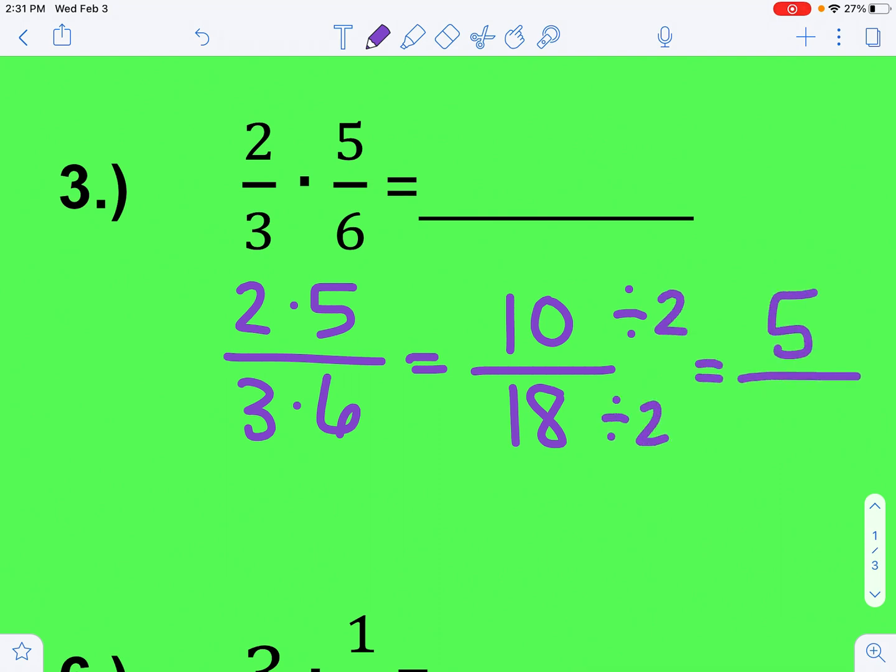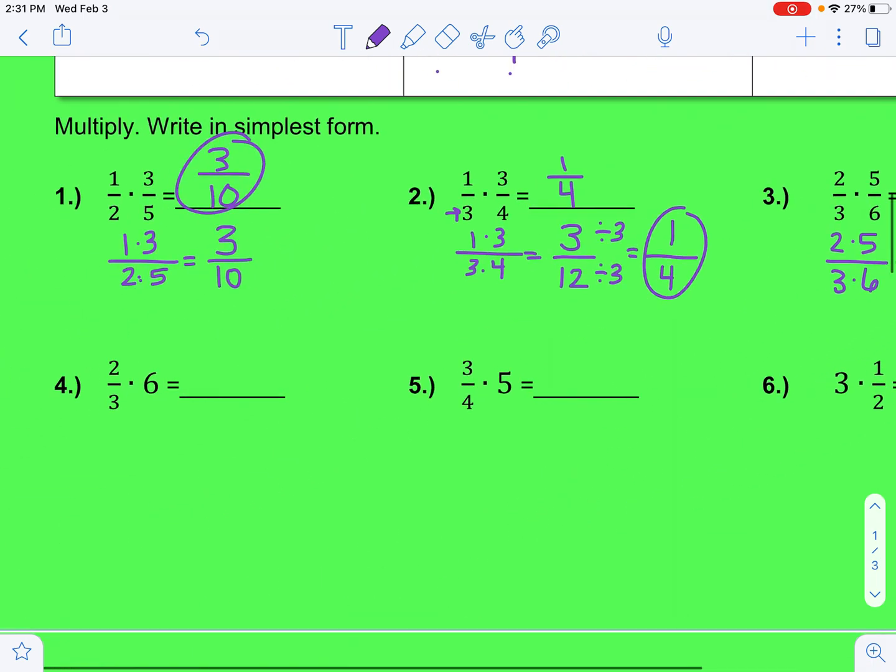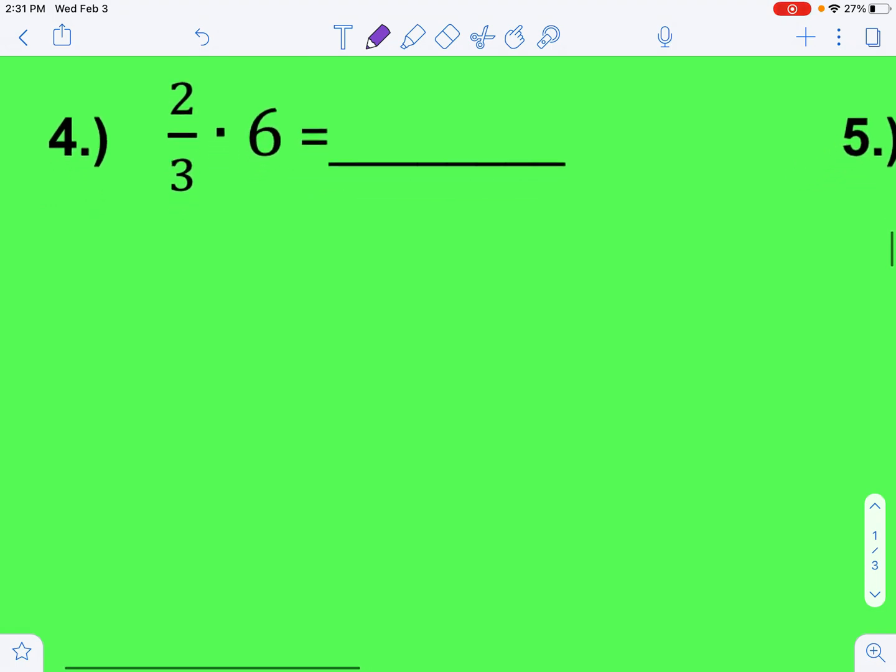10 divided by 2 is 5. 18 divided by 2 is 9. And that is our answer. Alright, if you're starting to catch on, I want you to try 4, 5, and 6 on your own and then come back. Alright, so we're taking 2/3 times 6.